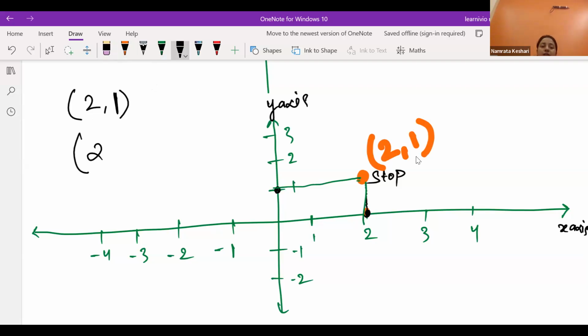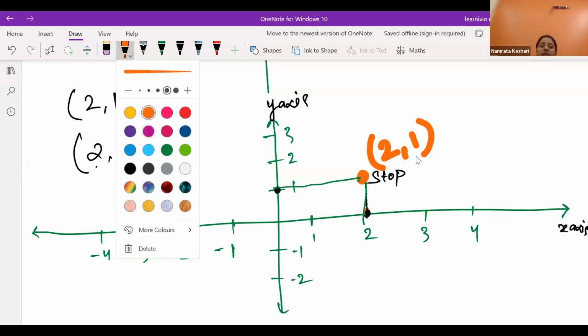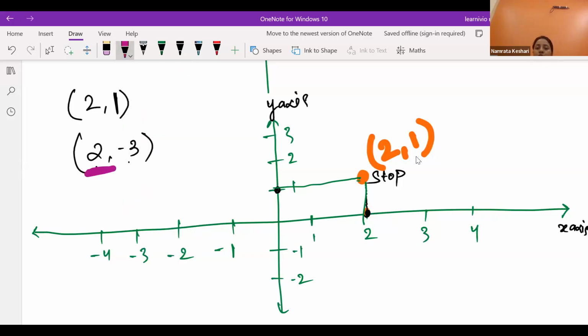2 comma minus 3. So x is 2, y is minus 3. You will start from x, that is 2. Once you start from x, that is 2, you have two choices, going up or going down. Since your y is negative, to search that y, you will go down. Of course, down. Yes or no? Yes, of course, ma'am.